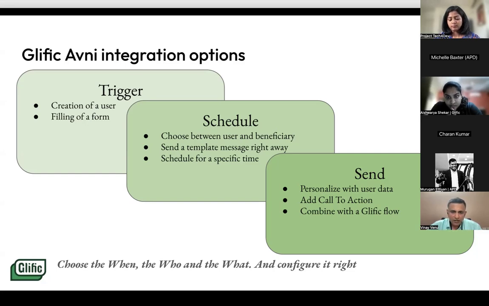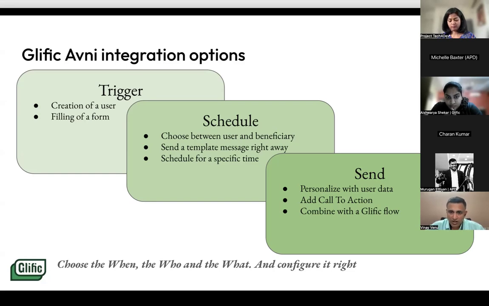Now, based on that trigger, you can schedule a message. You can schedule a message to be sent right away, or you can schedule a message to be sent on a specific date. Both of these options are possible. And you can choose whether you want to send it to the user, to the beneficiary, or both. All these options are possible on Avni. And the third part is when you send it, you can personalize it with the user data that's already available.